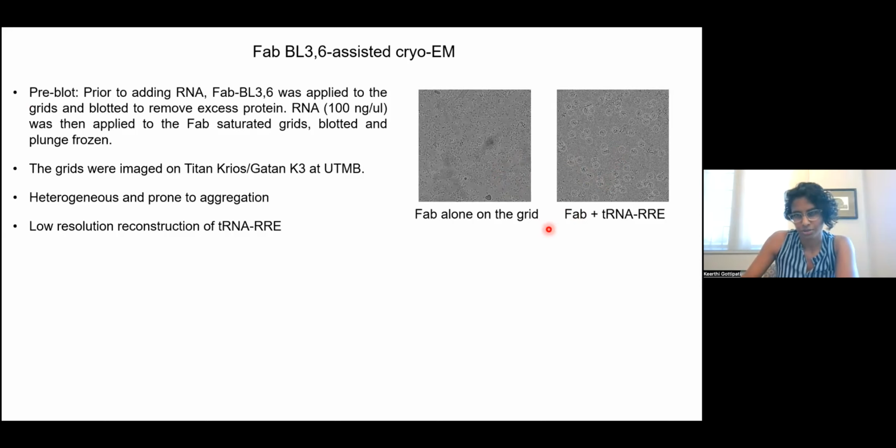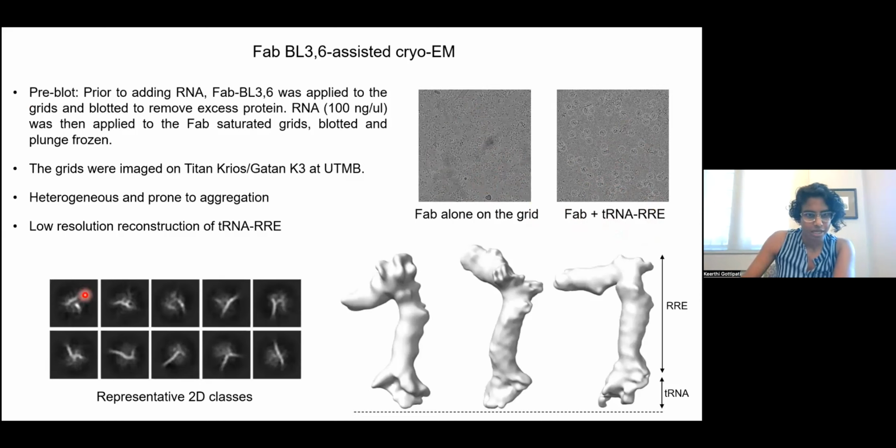These two images are trying to show you one is good, one is bad. This is where we have only Fab on the grid. Fab tends to sometimes crystallize on the grid itself, but this is where we have RNA localizing onto wherever Fab was present. So in using this, we were able to get some preliminary 2D classes. We collected data on these grids and were able to get some 2D classes.